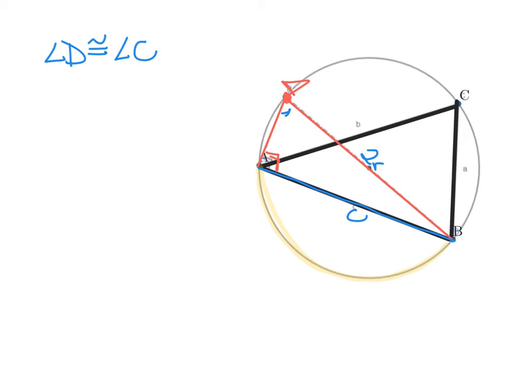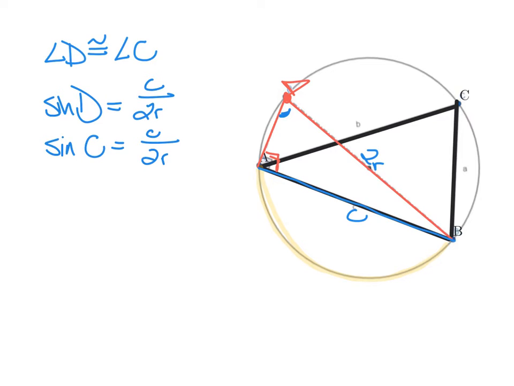And that would mean that the sine of angle D is equal to opposite over hypotenuse, or c over 2r. But C and D have the same measure, so it's the same as the sine of C is equal to c over 2r.